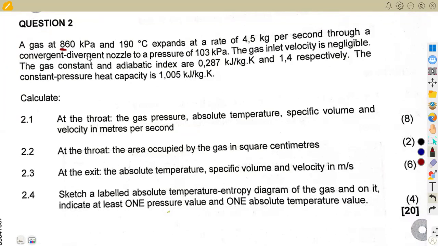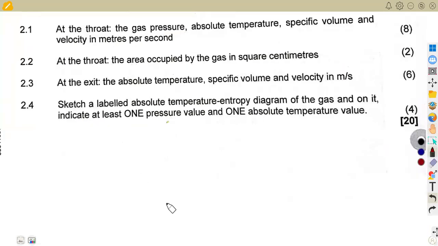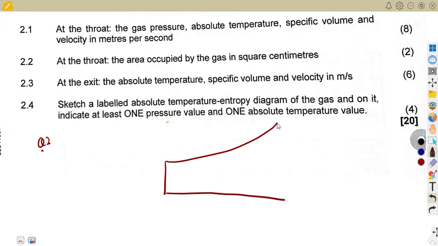at 860 kilopascal and 190 degrees Celsius expands at a rate of 4.5 kilograms per second through a convergent divergent nozzle. All right, so this is a convergent divergent nozzle that we have. As we know, guys, our sketch of the convergent divergent is going to be like this. I explained this on the previous question paper.